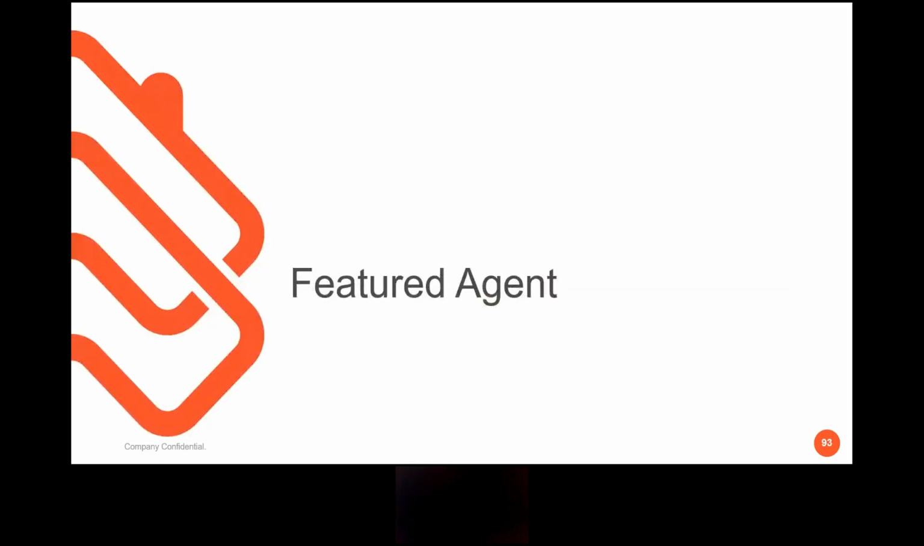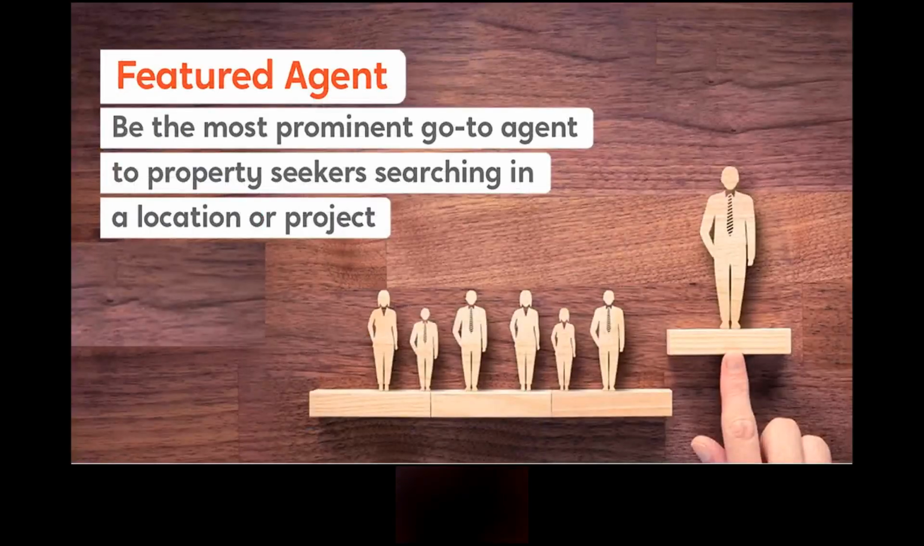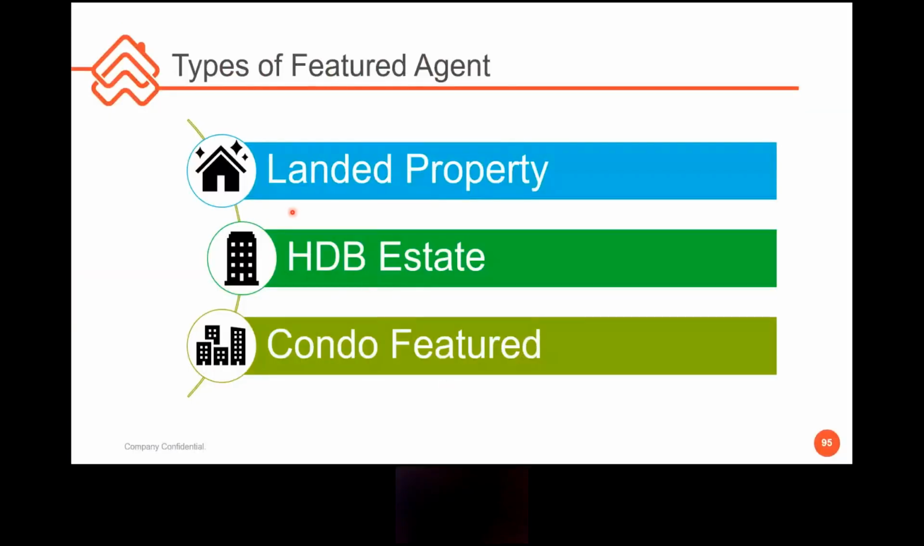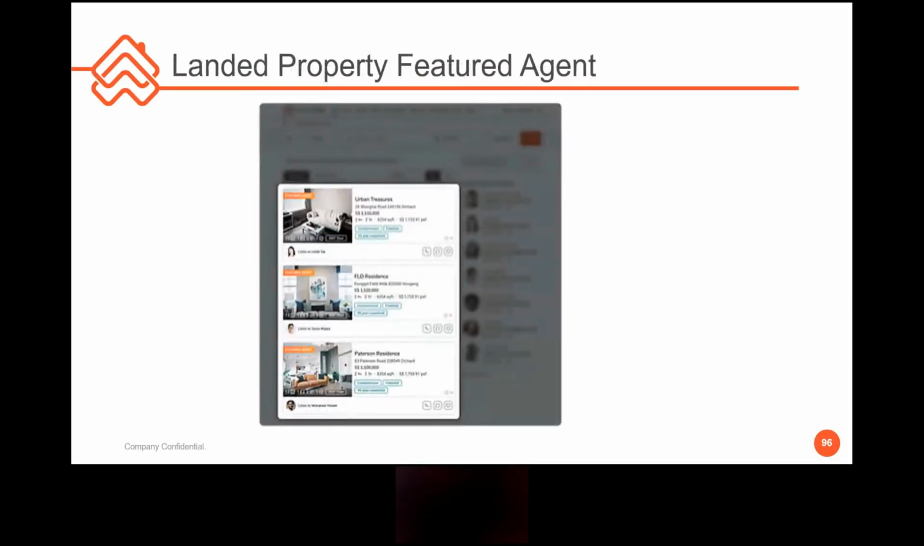Now we have a few types of featured agents. I'm going to show you some of the featured agents that are available. One of them is landed property, and there are HDB estate, condo featured, and so on. For landed property, with unlimited slots, 3 random landed property featured agents are shown on the search result page. One of your listings will be prioritized on top of boost and regular listings.